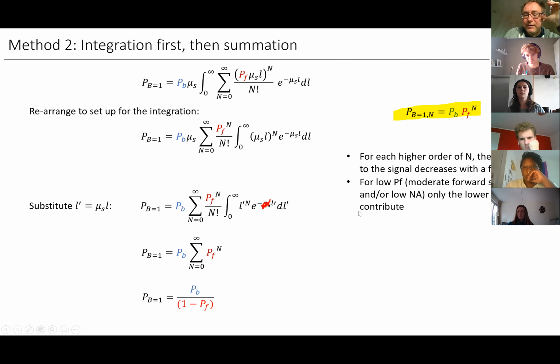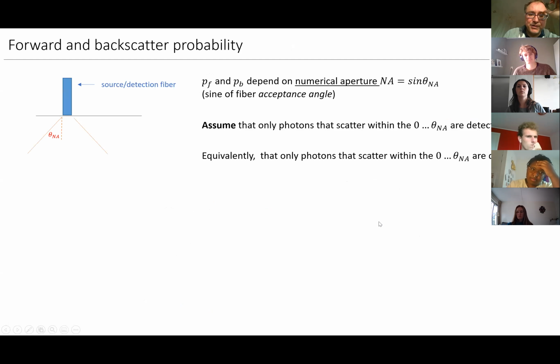So if you would have a tissue where the PF itself is not that high, so a moderately forward scattering tissue, then only the lower orders of n will contribute. So the photons that you will detect will not have been scattered that often. That is then a conclusion from that.